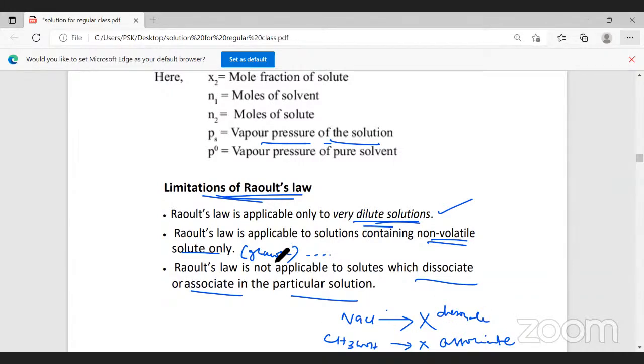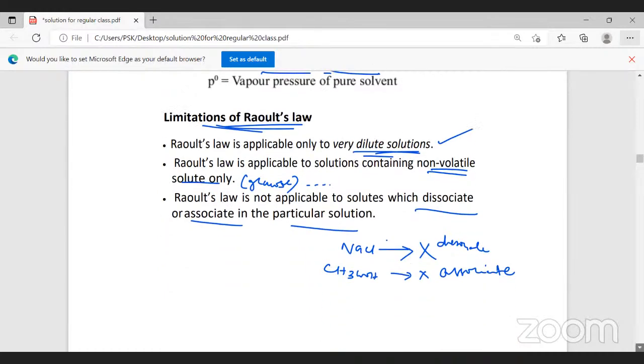But in case of glucose, the molecule neither undergoes dissociation nor association. Therefore, glucose can be used to study Raoult's law. All right. So these are the limitations of Raoult's law. Raoult's law is applicable only for dilute solution. The second one is Raoult's law is applicable to solution containing a non-volatile solute, and Raoult's law is not applicable to solute which dissociate or associate in a particular solution. So this is with respect to Raoult's law.